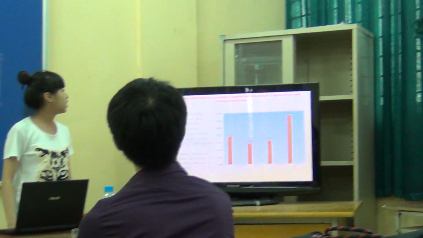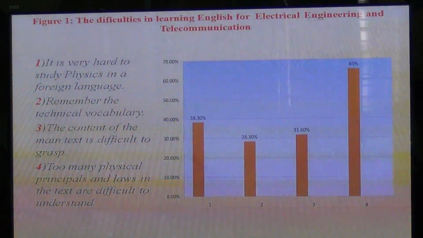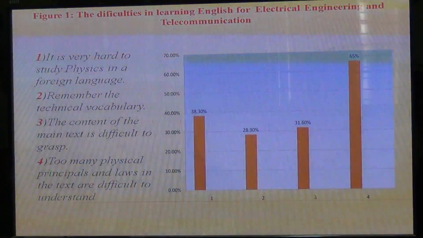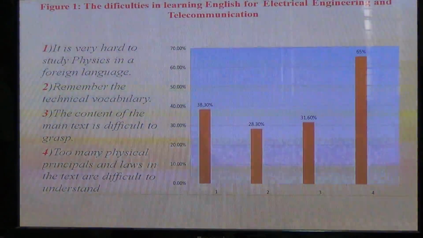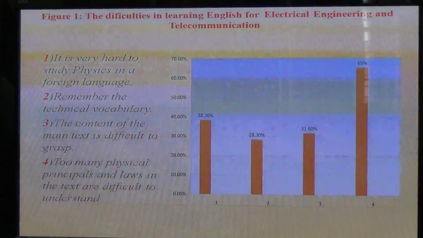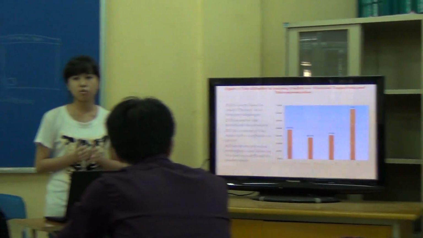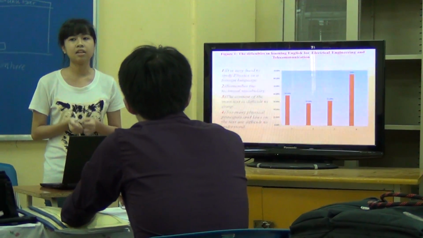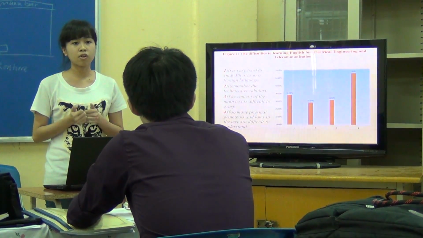It expresses the difficulty in learning English for electrical engineering and telecommunication. The difficulty is focused on four aspects. The first is studying physics in a foreign language is very hard. Second is technical vocabulary, which is unable to remember. The third is the contents of the method are difficult to grasp, and finally there are too many moving principles as well. That's difficult to understand.